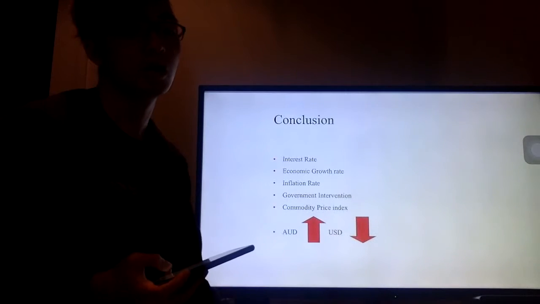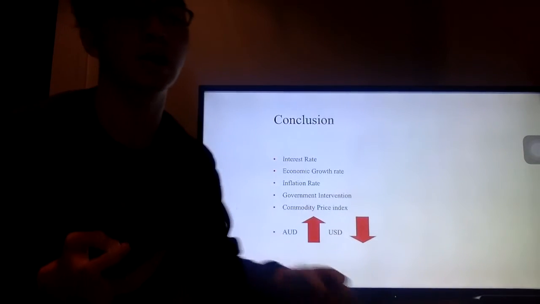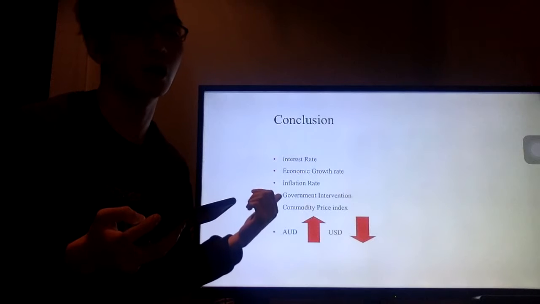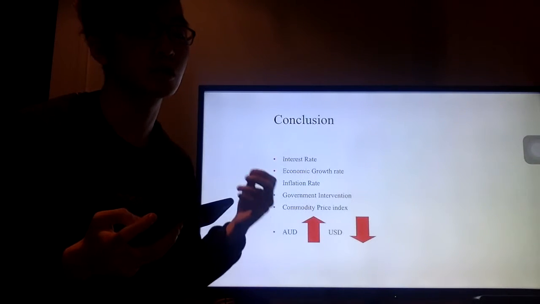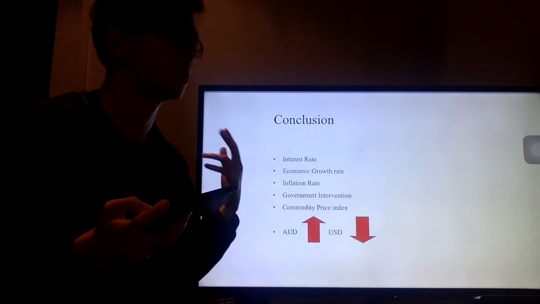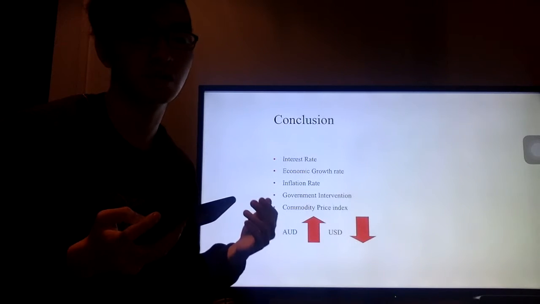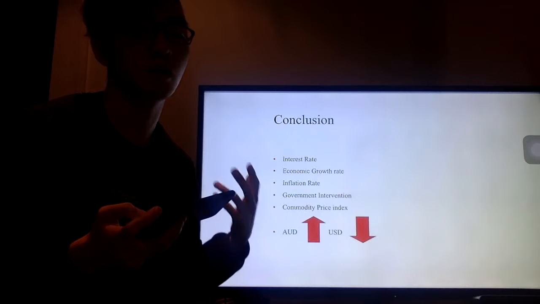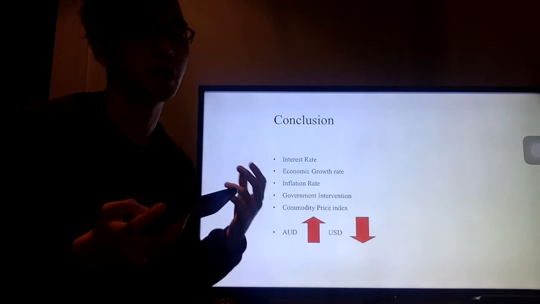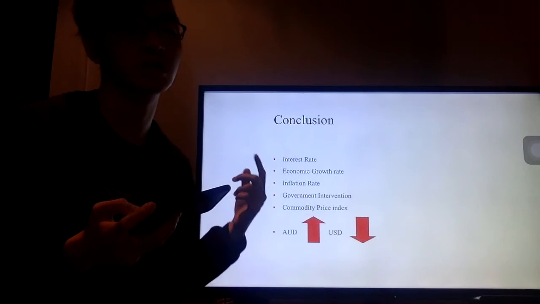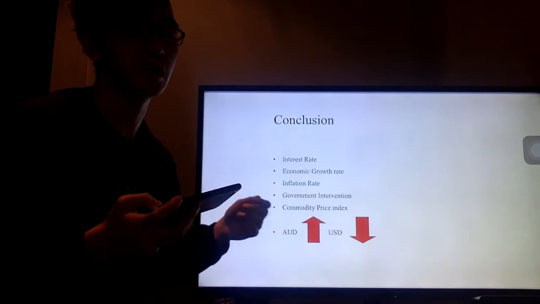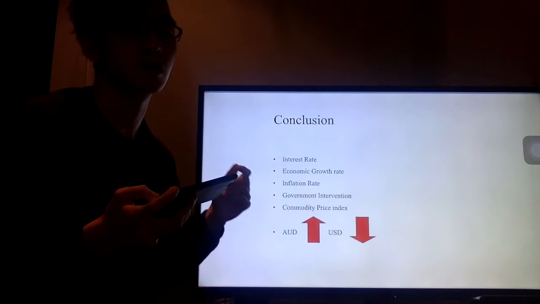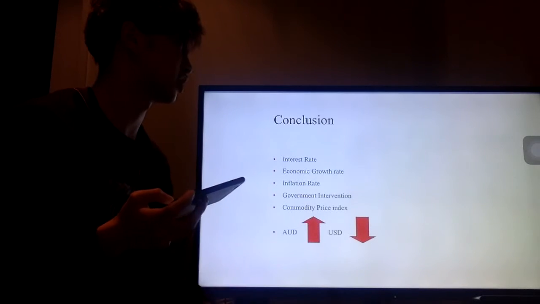In conclusion, after we analyze the American and Australian interest rates and the government intervention, we can see that although growth is slow, the overall economic situation in Australia is on the rise, and it is expected to reach an economic growth rate of 3% in 2018.